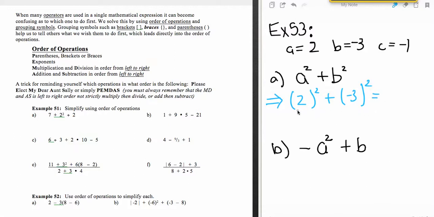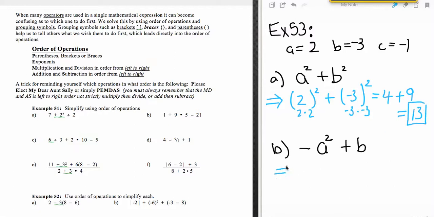So we have 2 squared, which means that's 2 times 2. So we have 4 plus, and then we have negative 3 times a negative 3. If we hadn't put those parentheses in to mean the variable's value going in there and getting squared, we may have gotten that negative 3 being squared incorrect. So negative 3 times a negative 3 is a positive 9, and then 4 plus 9, which gives us 13. And that'll be our final answer.